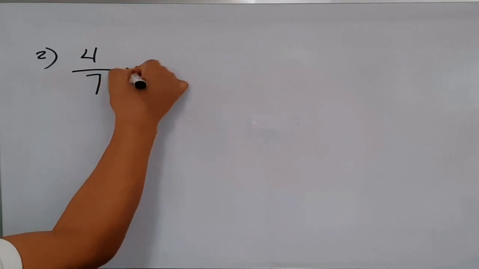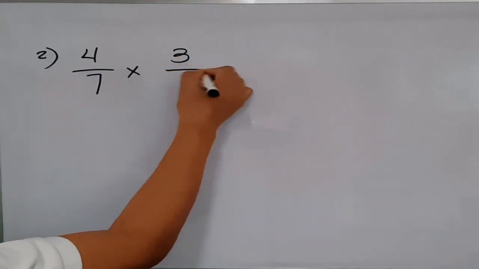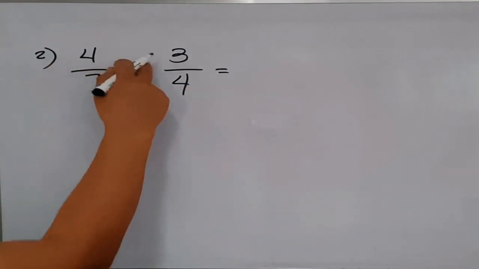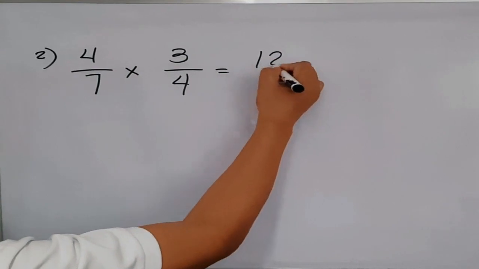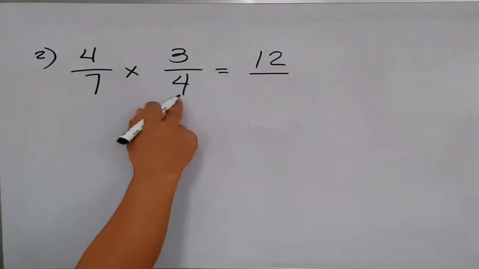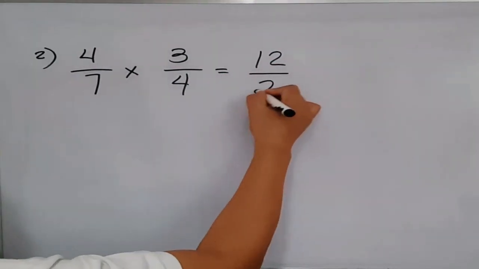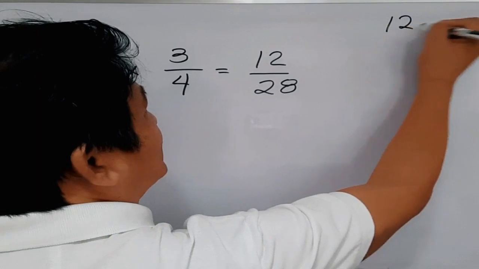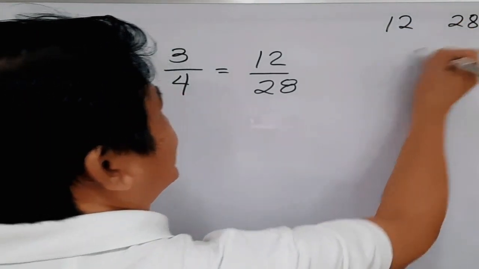4/7 times 3/4. So again, the rule says multiply the numerators. So 4 times 3 is 12. 7 times 4 is 28. Again, we get the GCF. GCF of 12 and 28.